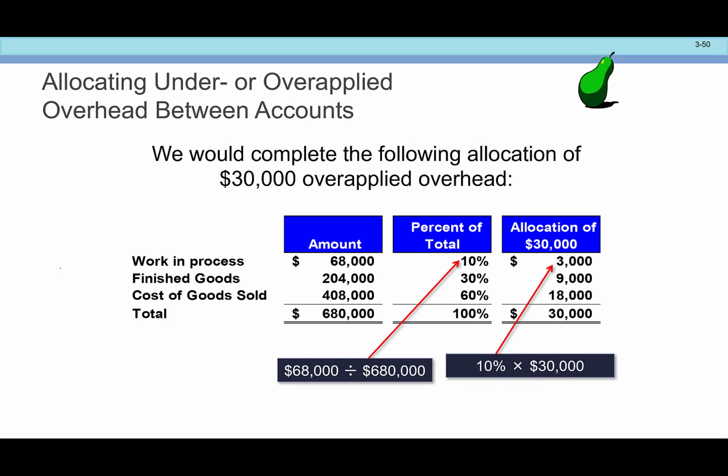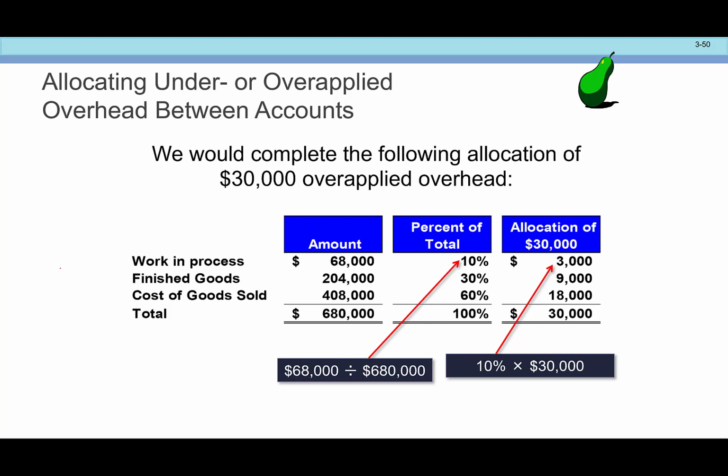And then if I'm trying to figure out how much of it should go to work in process, since work in process represents 10% of the over applied amount, 10% of 30,000 is 3,000. That'll be my credit to work in process. For finished goods, 30% of the 30,000 is over applied, so my credit to finished goods will be 9,000. Cost of goods sold represents 60%. If I had a $408,000 balance in cost of goods sold, I would apply 60%.